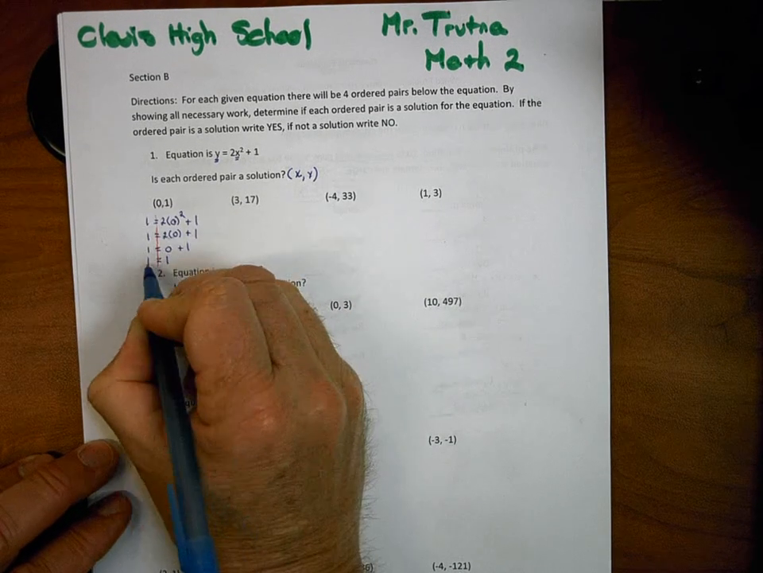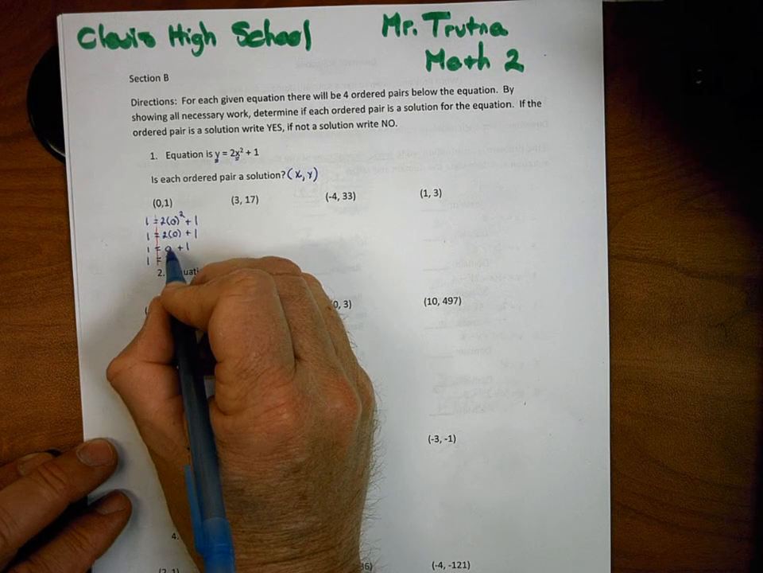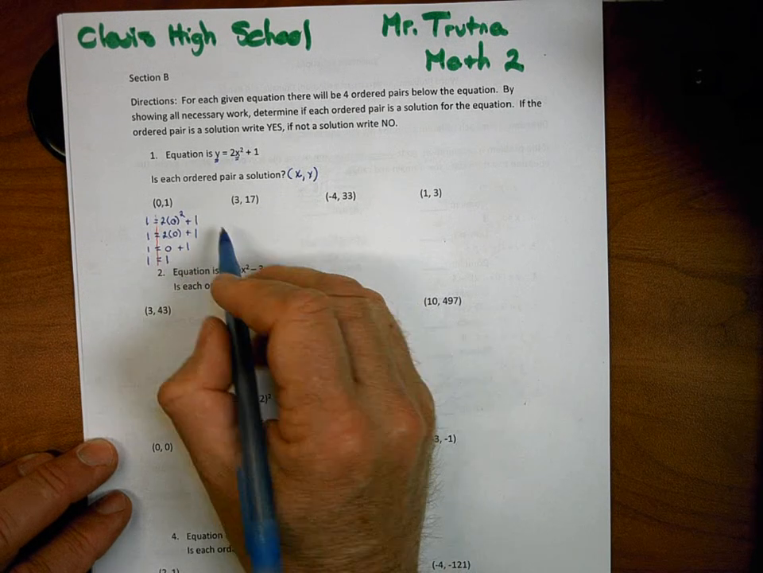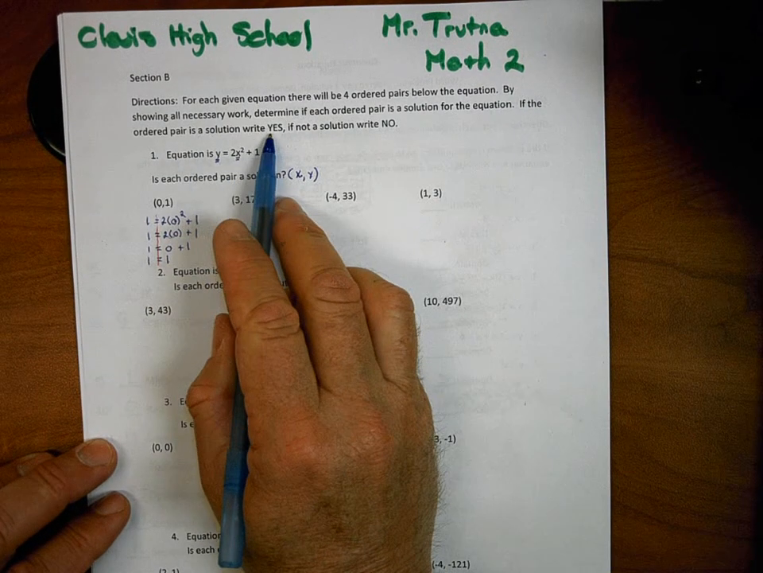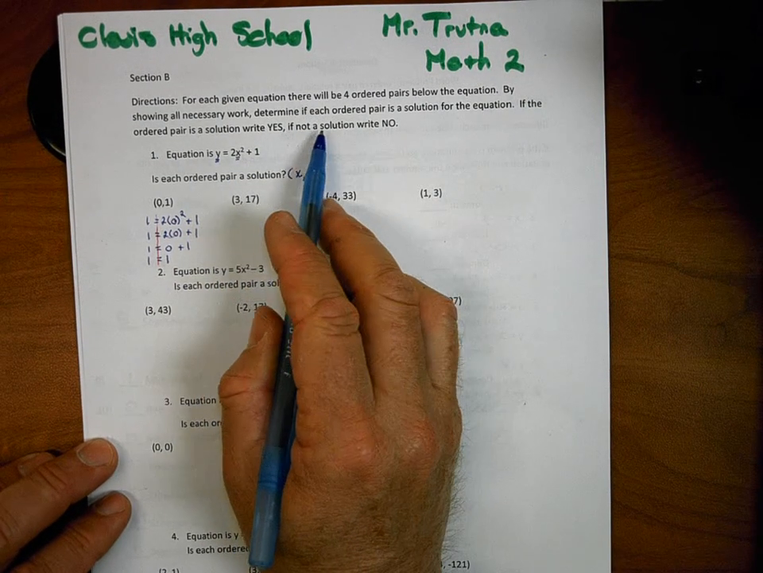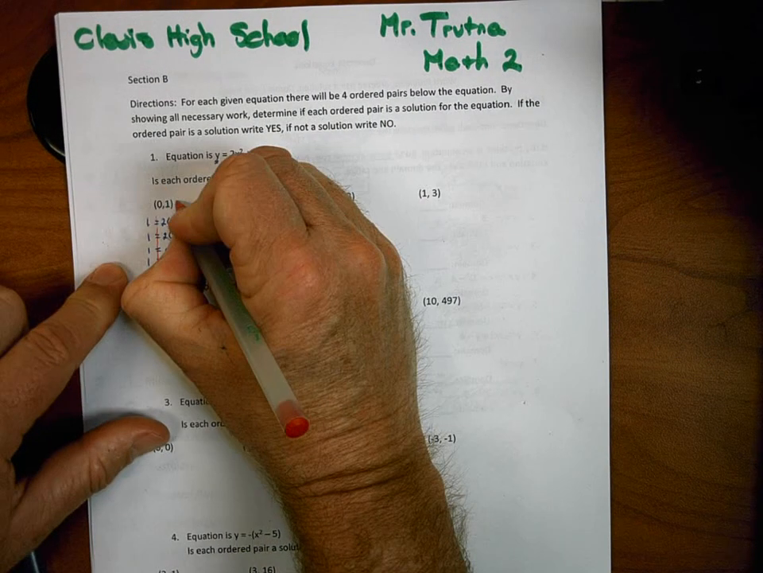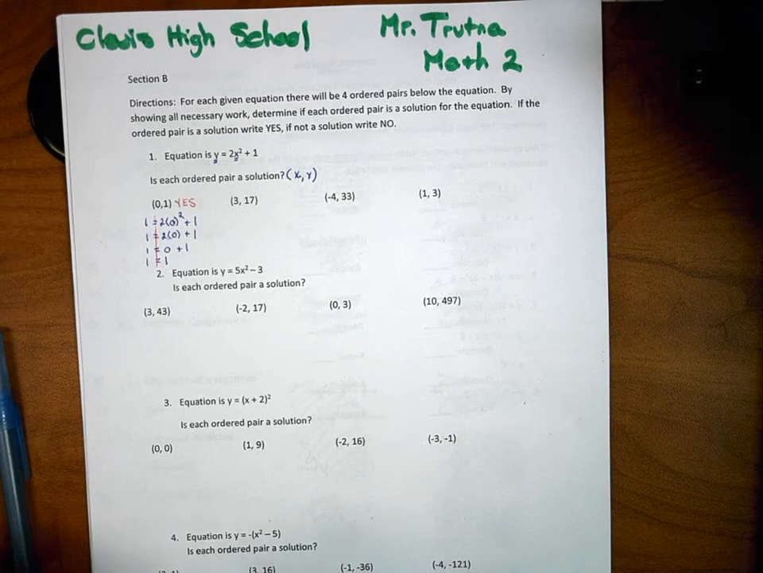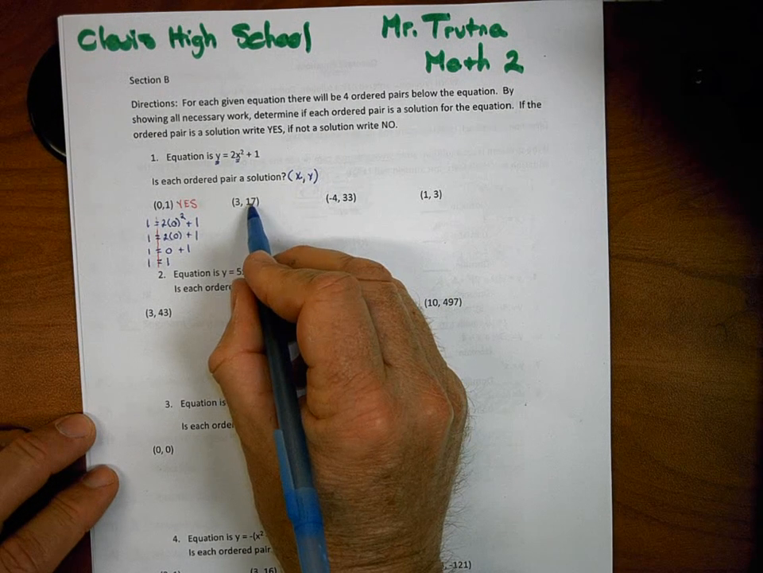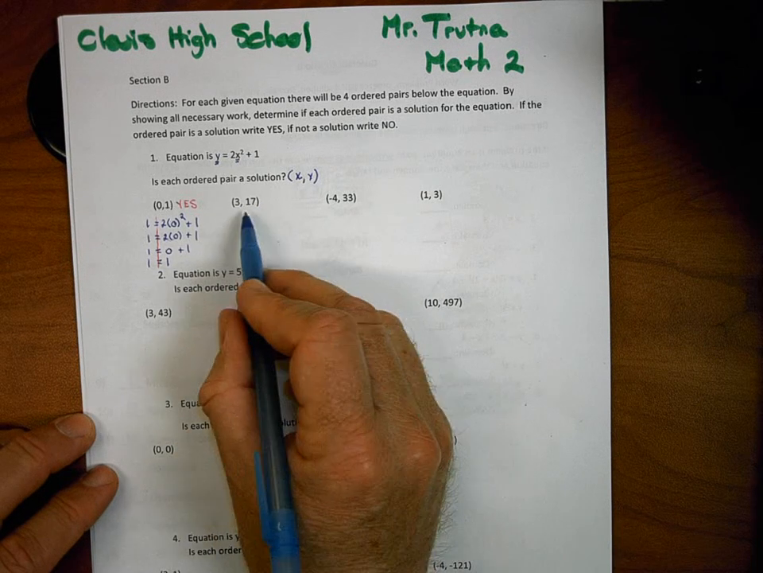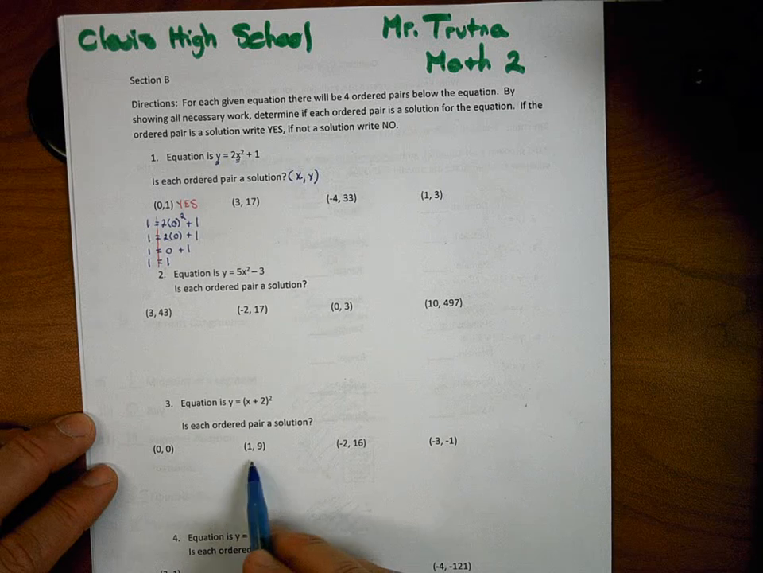So you can see that the left side of the equation, which was already 1, and the right side of the equation, which becomes 1 after evaluating, are the same thing. The instructions say if the ordered pair is a solution, write yes. If it's not a solution, write no. So for this one right here, 0, 1 would be yes. I'm going to do that same process for each one of the ordered pairs, but I'm not going to do every one in every problem. I'm just going to do the first two ordered pairs.